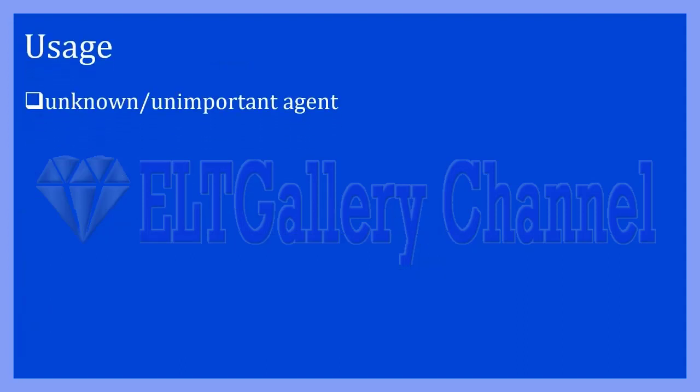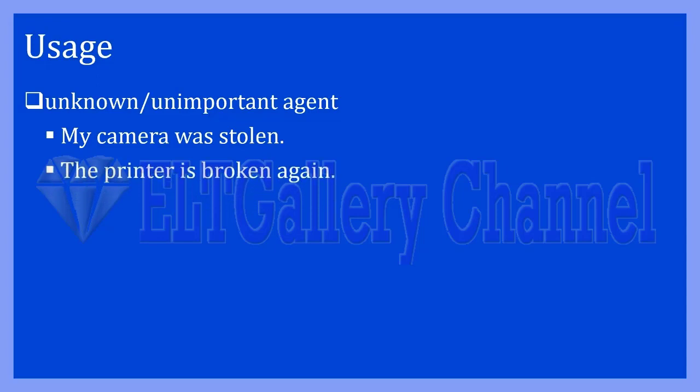Now let's talk about the usage. The passive is used if the agent, the doer of the action, is unknown or not important. So probably we know the agent, but the agent is not important, or probably we just do not know the agent. For example, my camera was stolen. Well, if we knew the thief, probably somebody stole my camera. But here, the agent was not known. My camera was stolen.